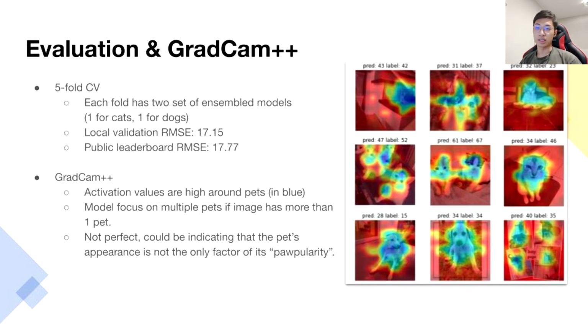We can see that it is not perfect. The contour or outline of the activation is not perfectly on the pet. Sometimes it is focusing on other areas a little bit off from the pet. So it could be indicating that the pet's appearance is not the only factor in its popularity.